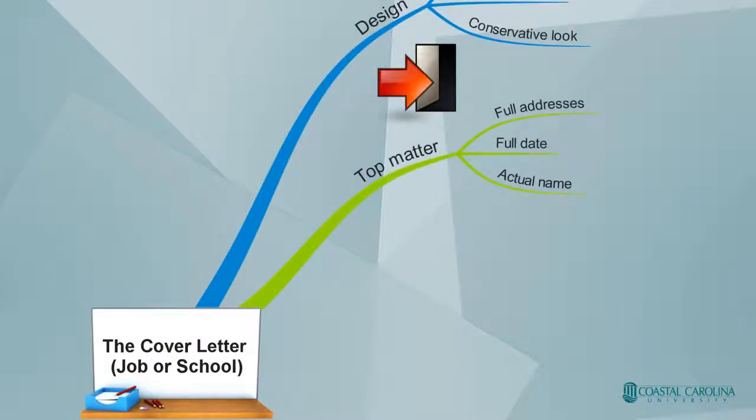The top of the letter is called the top matter. It should have full addresses both for you and the recipient. It should have a full date, meaning write out the month. And it can be either a full date like 31 January or January 31. Don't write January 31st like 31st. Just January 31, 2017, if that were for today, for example.